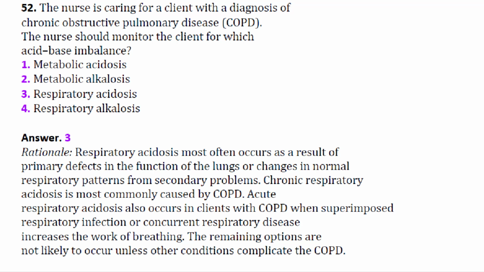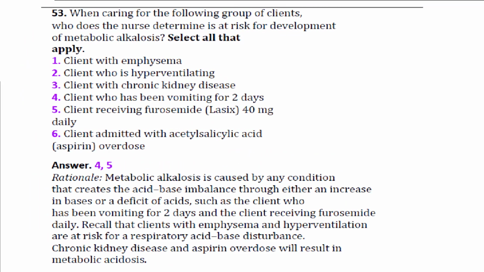Acute respiratory acidosis also occurs in clients with COPD when superimposed respiratory infection or concurrent respiratory disease increases the work of breathing. The remaining options are not likely to occur unless other conditions complicate the COPD. 53. When caring for the following group of clients, who does the nurse determine is at risk for development of metabolic alkalosis? Select all that apply.